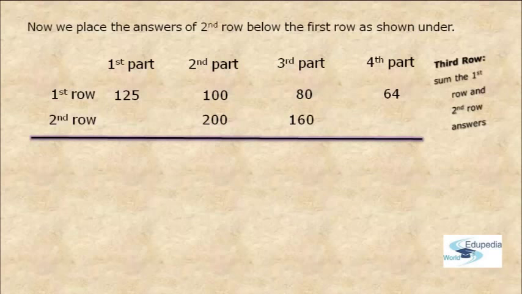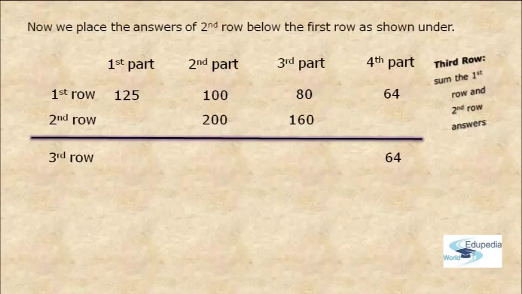Now let us move on to the third row. So here in the third row, what we have to do is sum all the answers we have got in the first row and the second row. So here in the third row, we have to add the answers. In the fourth part, if you observe, there is only one number and there are no other numbers to add up. So therefore we have to write that 64 as it is here.